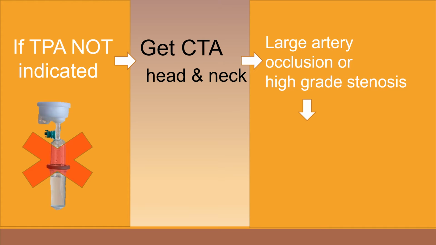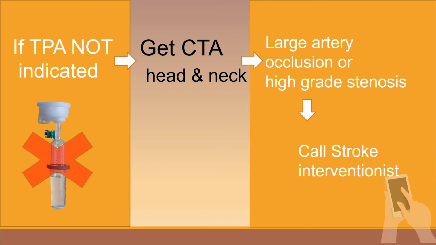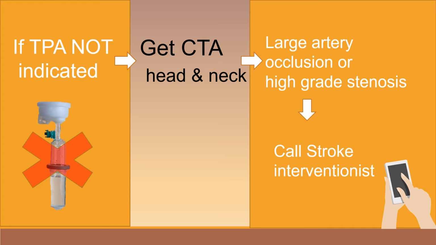If TPA is not indicated, we can go ahead and get the CTA of the head and neck to look at the blood vessels going to the brain and to check for any sign of a large artery occlusion or high-grade stenosis. And if there's any signs of a high-grade stenosis or the occlusion of the large artery, we can consider calling the stroke interventionist.